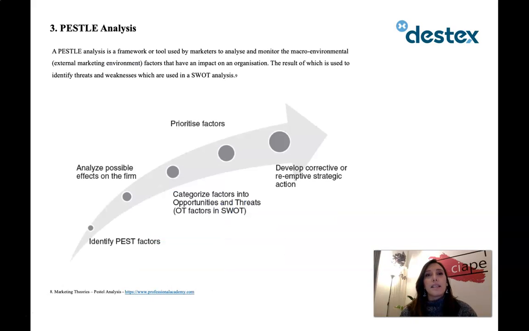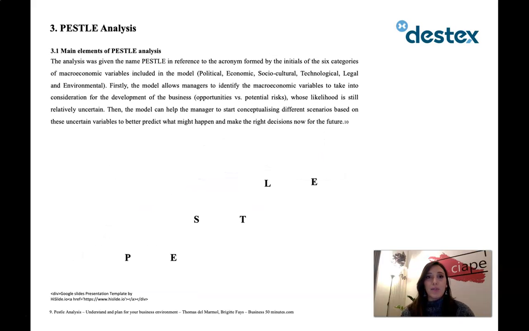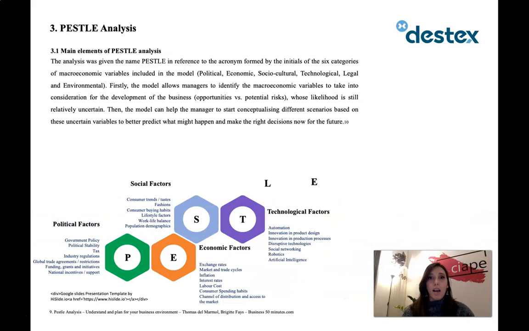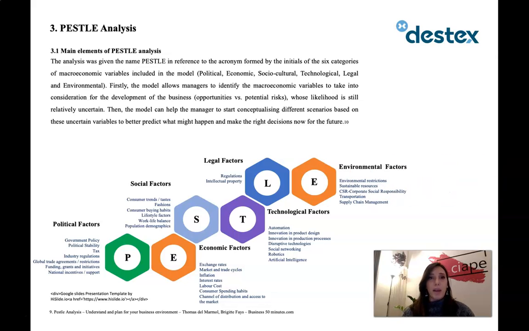A PESTLE analysis is a tool used to analyze and monitor the macro-environmental factors that have an impact on an organization. The name PESTLE stands for the initials of 6 macroeconomic variables included in the model: political, economic, sociocultural, technological, legal, and environmental. The model can help to conceptualize different scenarios based on these uncertain variables to better predict what might happen and make the right decisions.